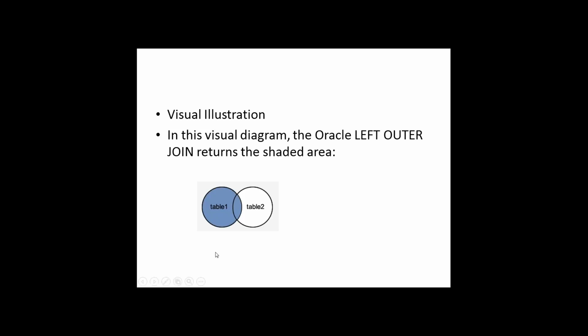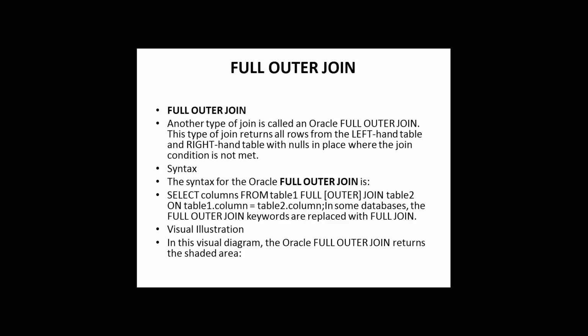Okay, and the next one is the full outer join. As we discussed, we have four joins. One is the equal join, second is the left outer join, third is the right outer join, and the fourth is the full outer join. Full outer join is also simple. If you are not putting any join condition on it, then it becomes a full outer join.